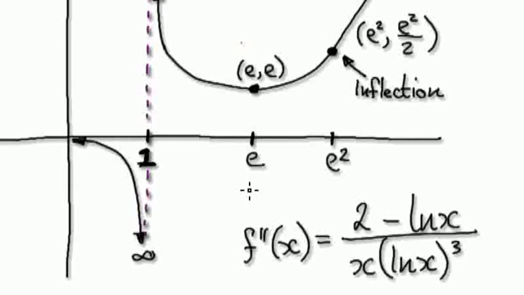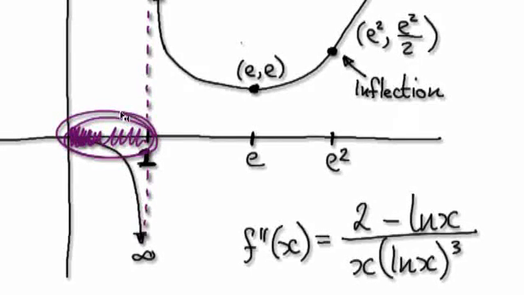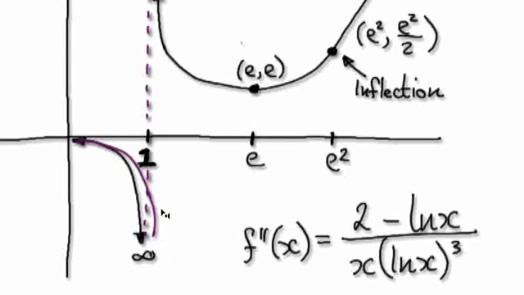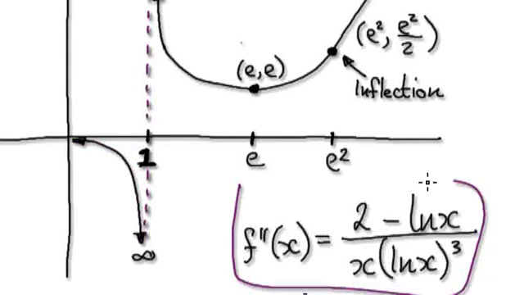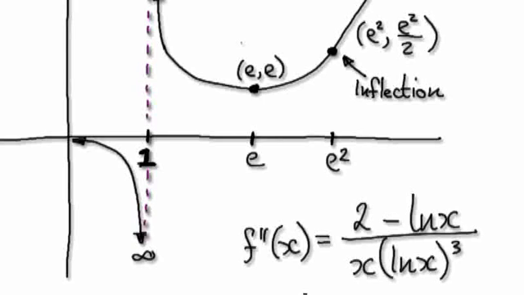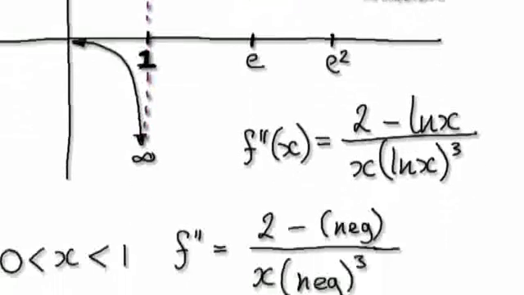Okay, so looking at this now, let's just check in the region between 0 and 1. So in this region here, our original graph should be concave down, looking at this graph. So let's double check everything, looking at our second derivative.